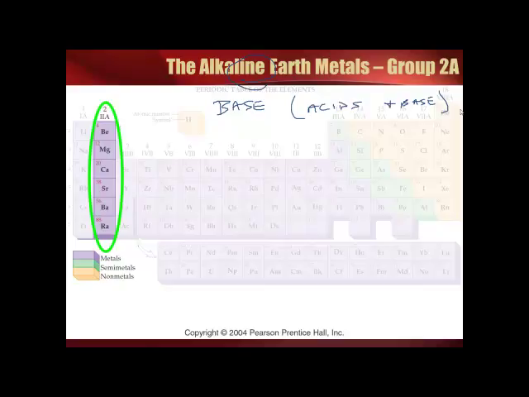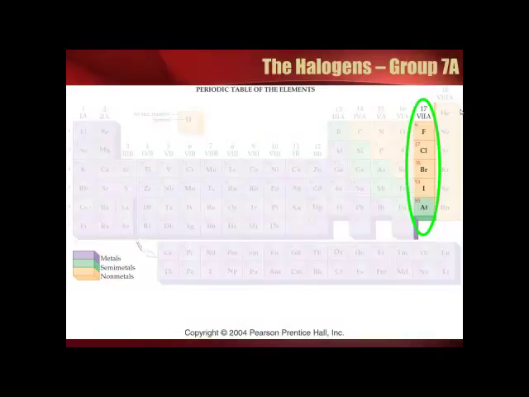Okay, so we're going to jump over now to the side. If you take a look here at group 7A with fluorine, chlorine, bromine, iodine, and astatine, those are your halogens. They are group 7A. Yes, these are the same things that are in halogen headlights. Okay, your halogens, group 7A.